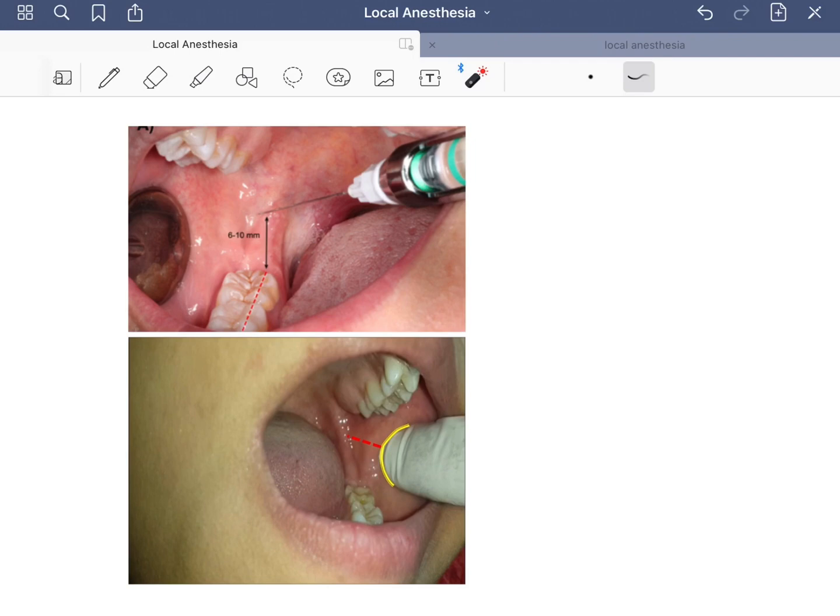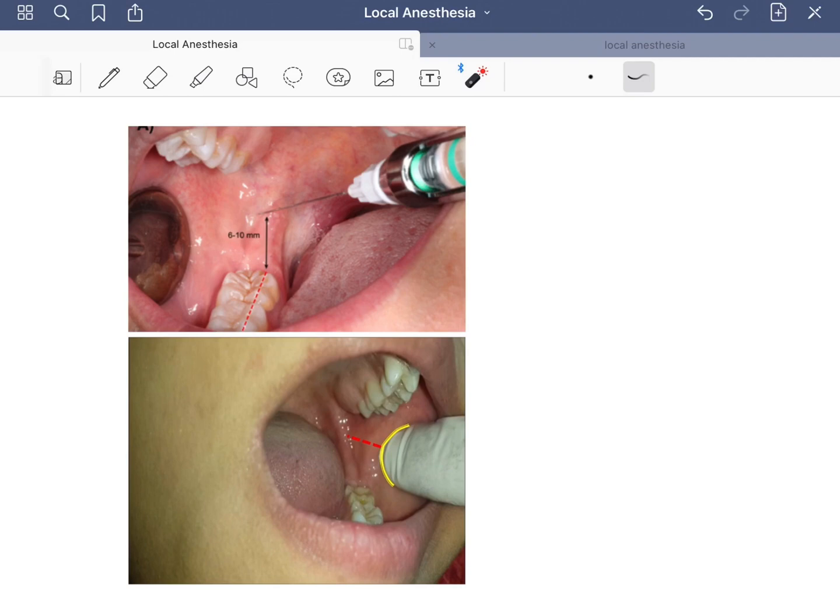The gauge of the needle used most commonly is a 25 gauge. Bone must be contacted after insertion of about 2/3 of the needle. If the bone is contacted after insertion of only 1/3 of the needle, this means a wrong technique. We have to withdraw the needle and reinsert. If the whole needle is inserted with no contact with the bone, this is a wrong technique. We have to withdraw the needle and reinsert it in another position.